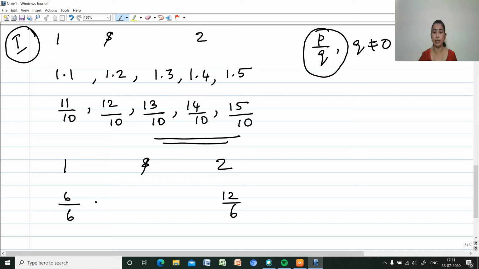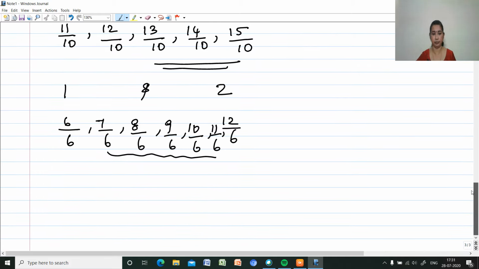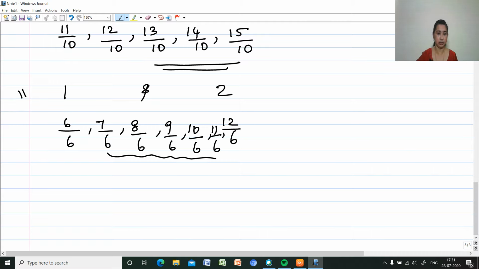So in between I can write the remaining rational numbers. So 6 by 6, next one will be 7 by 6, then 8 by 6, 9 by 6, 10 by 6, 11 by 6, with 6 in the denominator. We need only 5 rational numbers between 1 and 2, so we can take any 5. So that is another way of finding the rational numbers between 1 and 2. This is the second method. You can opt for any method to find the rational numbers.